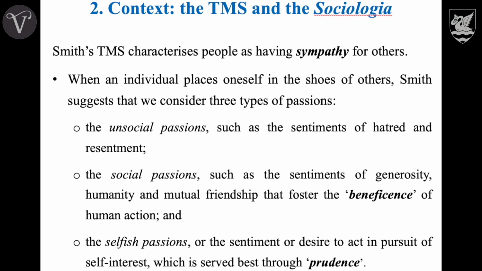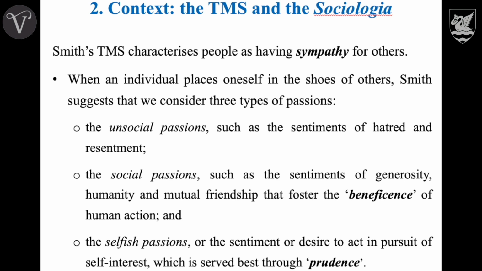Okay, so here's some context. Smith characterises people as having sympathy for others, so a basic starting position is that individuals are social and they can place themselves in the situation of other people and make judgments of it, if you like. They can have a sympathy for another person because they can put themselves in that person's shoes.